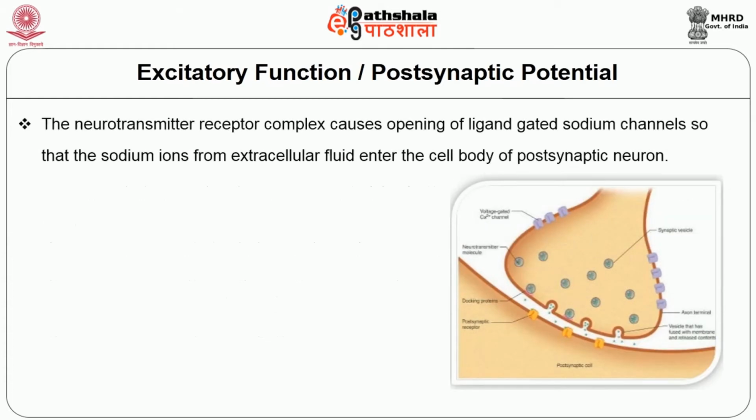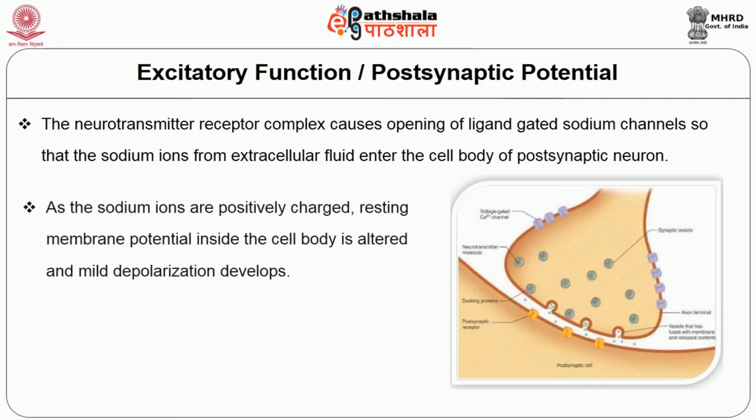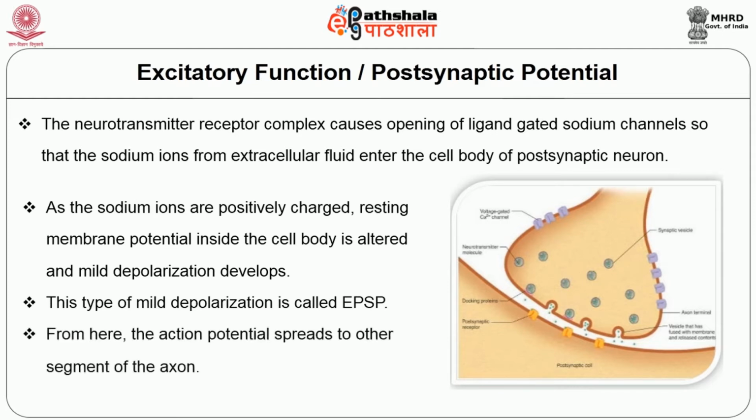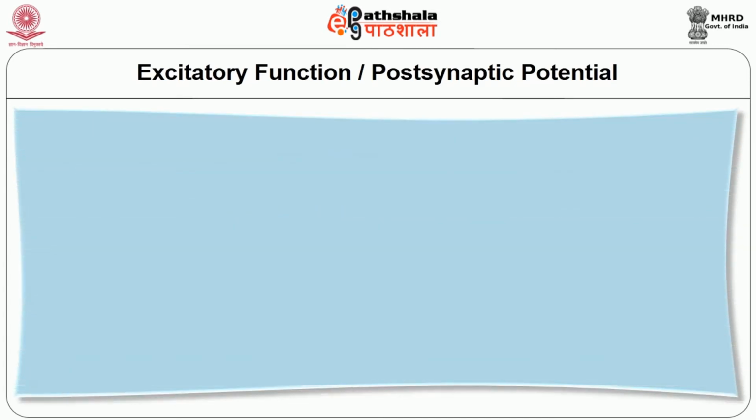The neurotransmitter receptor complex causes opening of ligand-gated sodium channels so that sodium ions from the extracellular fluid enter the cell body of the postsynaptic neuron. As the sodium ions are positively charged, the resting membrane potential inside the cell body is altered and mild depolarization develops. This type of mild depolarization is also called EPSP. From here, the action potential spreads to other segments of the axon.